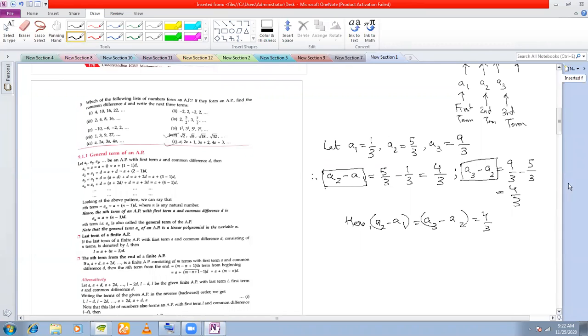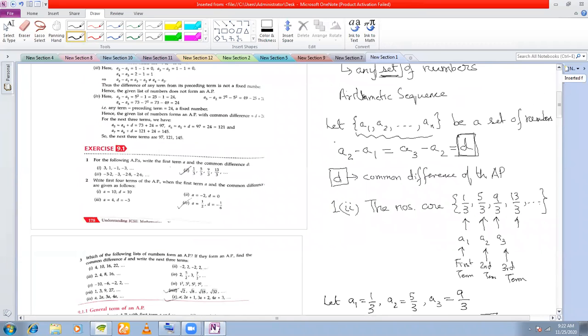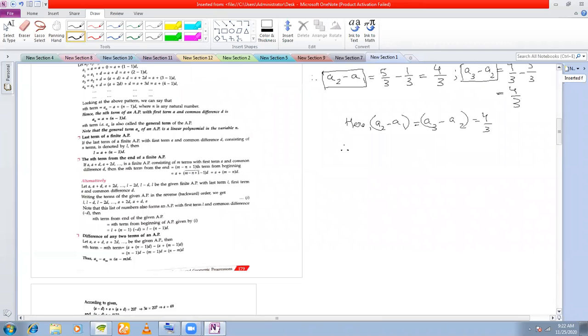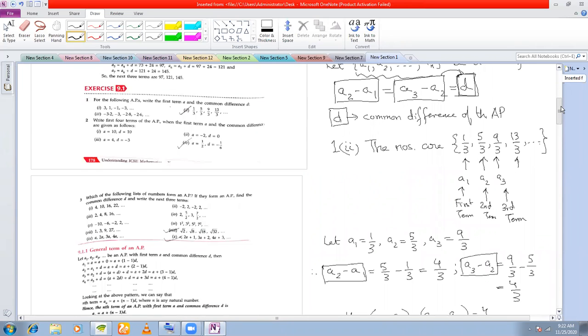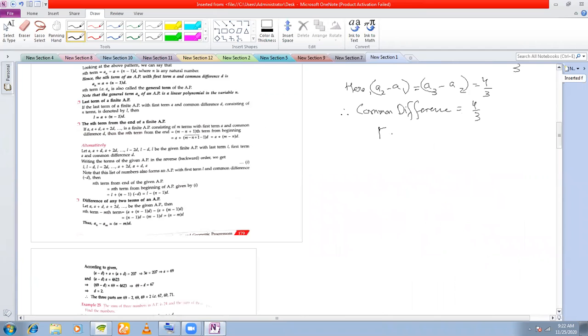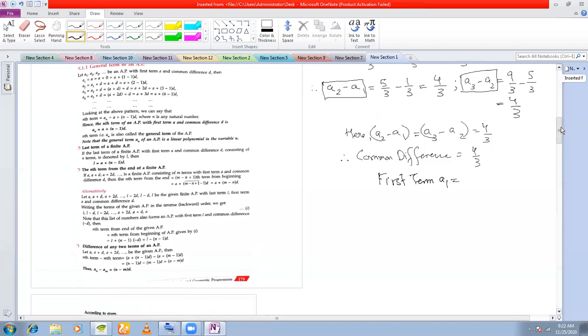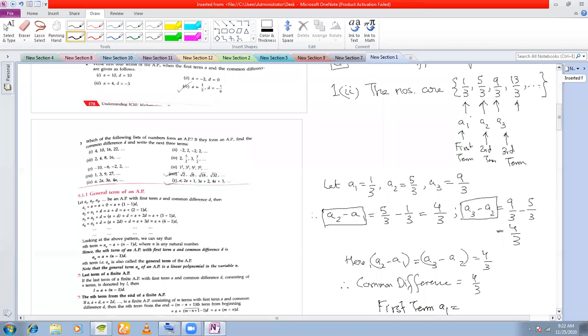So what should be the common difference? As I told you, if both a2 minus a1 and a3 minus a2 are equal to D, then the common difference is D. Therefore the common difference is 4/3. You also have to write the first term. The first term here is a1, which is 1/3.